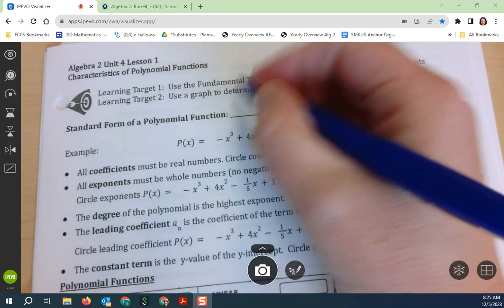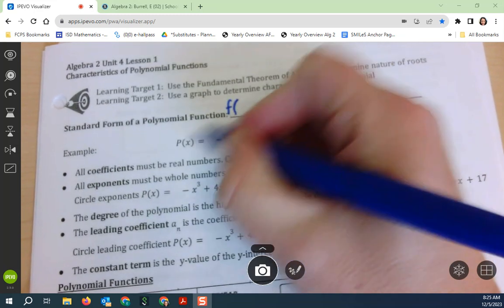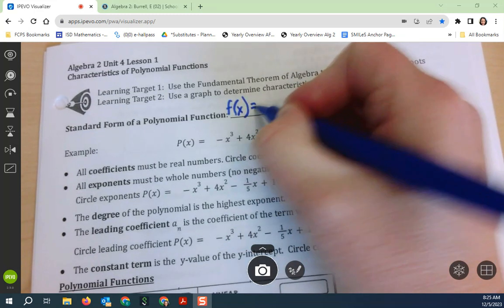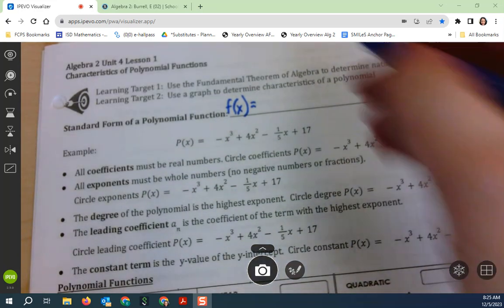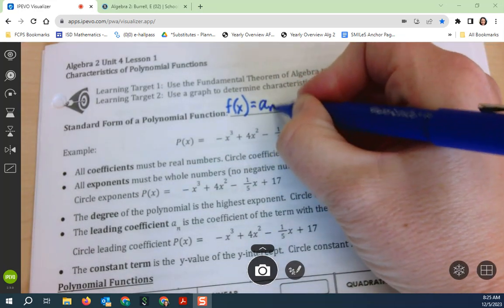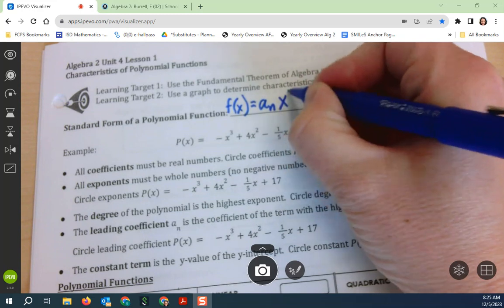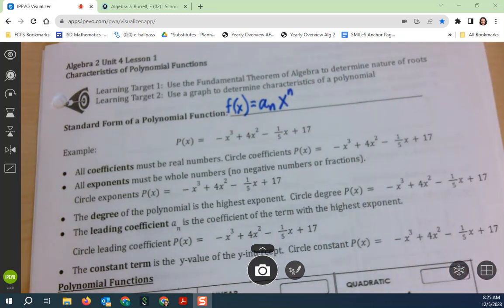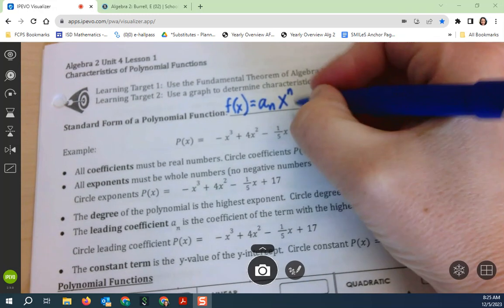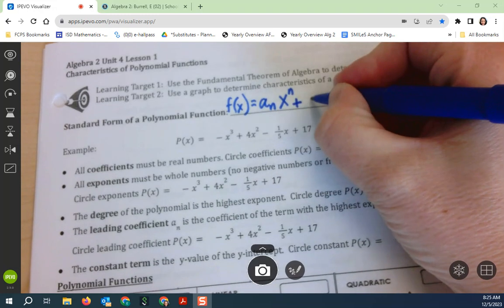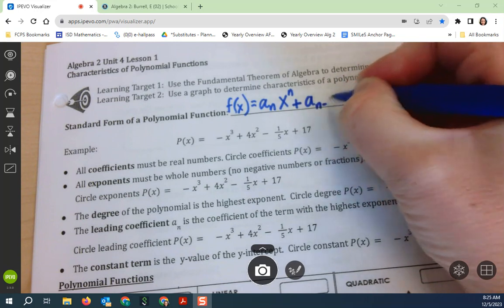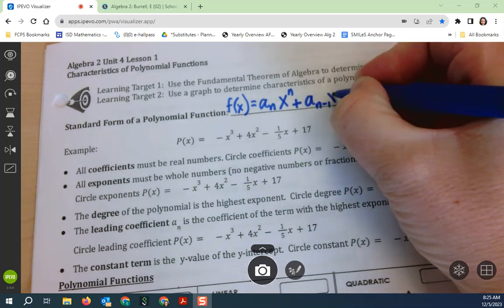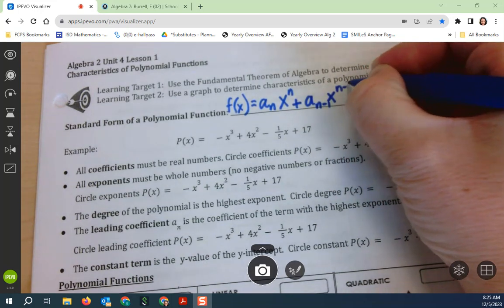So it's going to start with f of x equals, or p of x equals. And it's going to have a coefficient and then x to some number. So it could be like x to the 5th, x to the 4th, whatever. It could be x to the 20th. And then plus a new coefficient, and then x to the n minus 1.